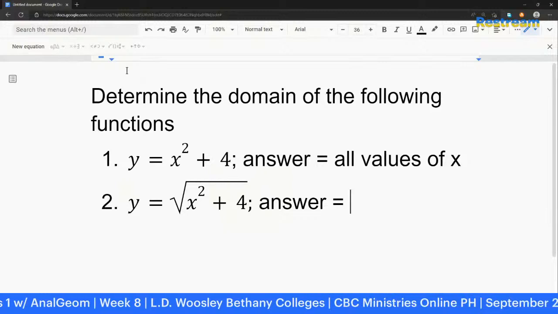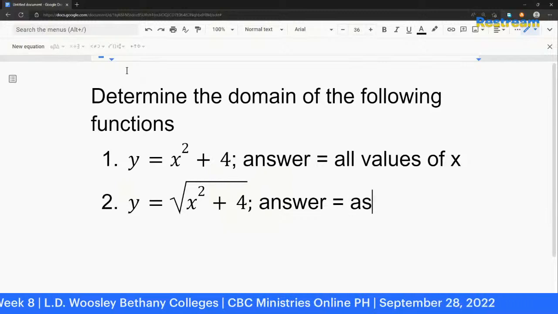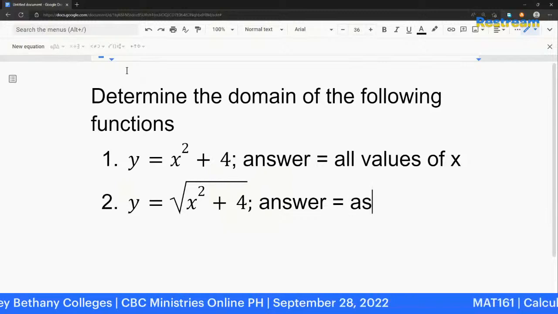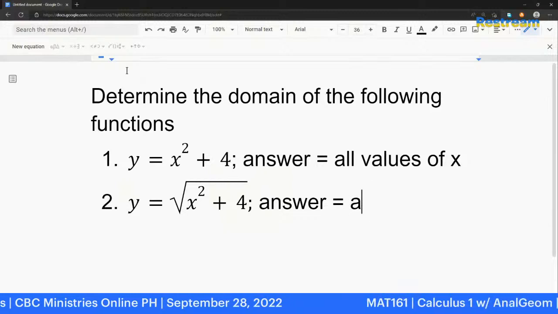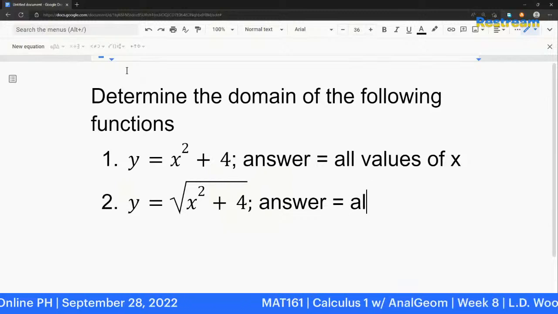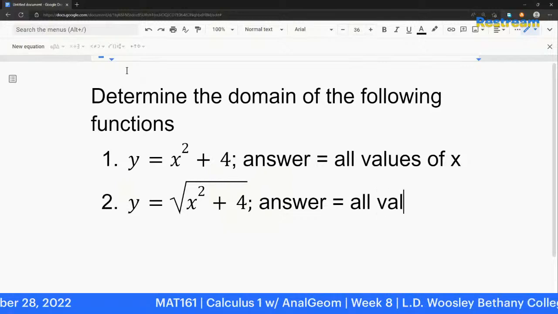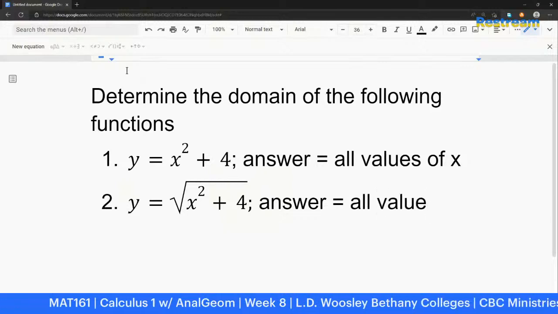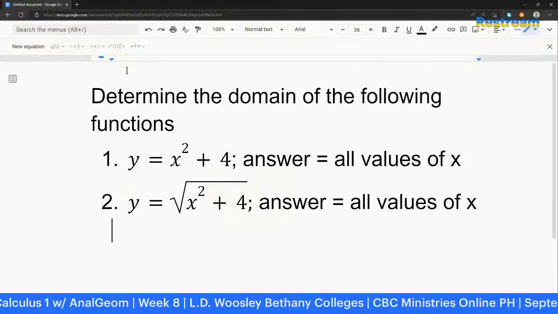All values of x din po. Okay, correct. Ay, dapat palakpak. Sorry. Tama yun ng pindot ah. Ayan, yung may palakpak na may chair para makabawi ako. Okay, correct.